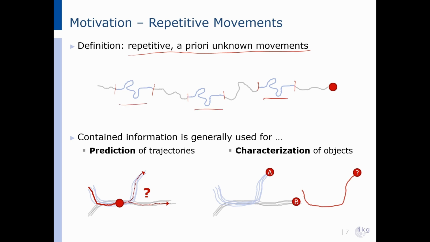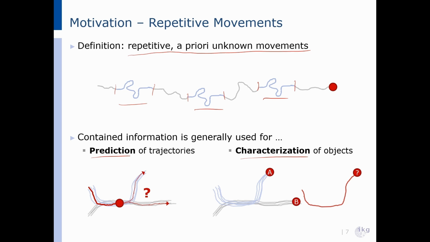It can be in one trajectory, but it can also be distributed over several trajectories of the same user, and also over different users. In general, the patterns we are looking for may contain information which could be useful for different use cases. One use case might be prediction. Another use case is the characterization of an object. The prediction is quite straightforward, I would say.